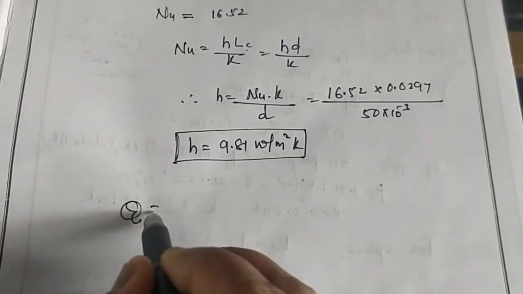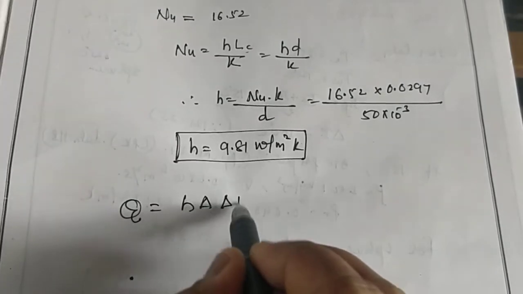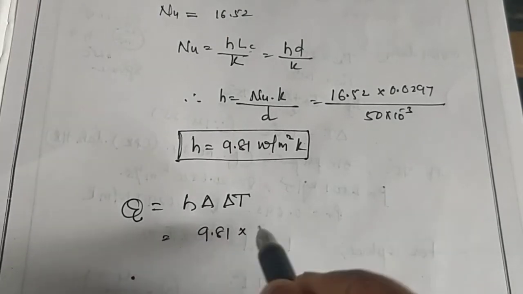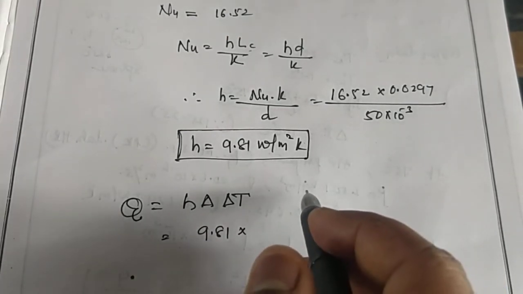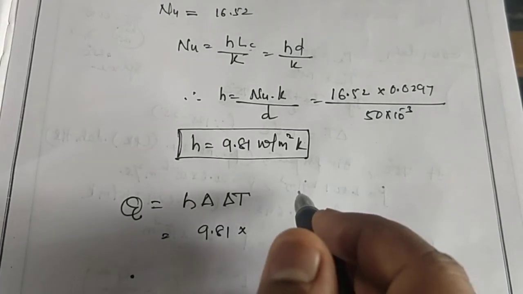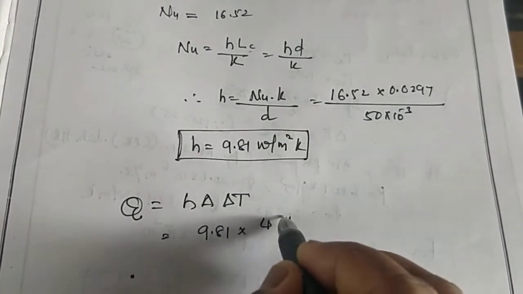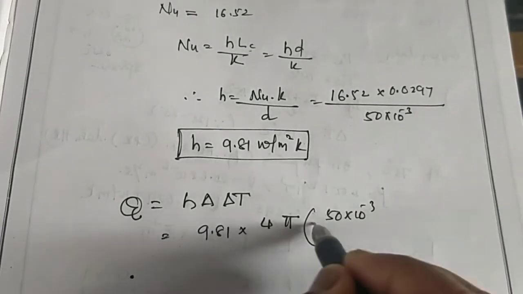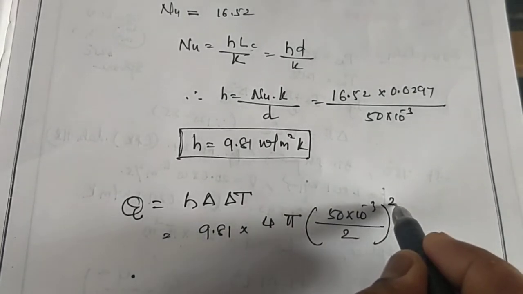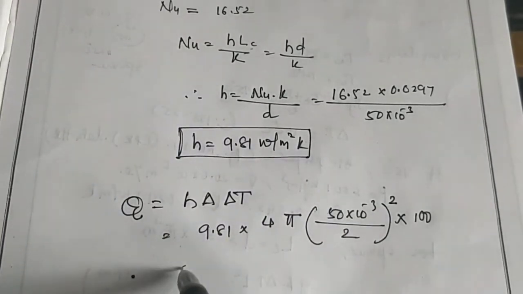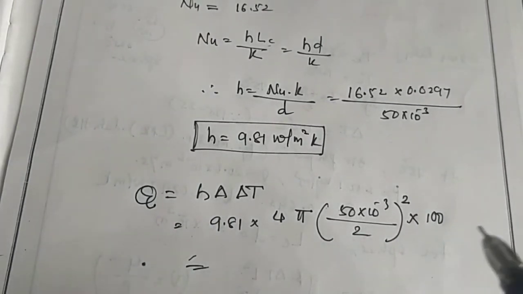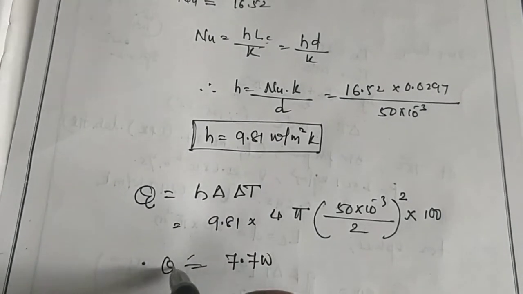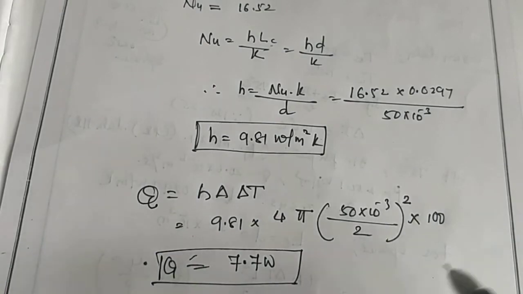Now you can find out Q equals h A delta T. For free convection we can use this formula: 9.81 into 4 pi r square, where r is the diameter, 50 into 10 to the power of minus 3, divided by 2, into the temperature difference of 100. If you calculate, you will get around 7.7 watts. Q is equal to 7.7. You understood or not?